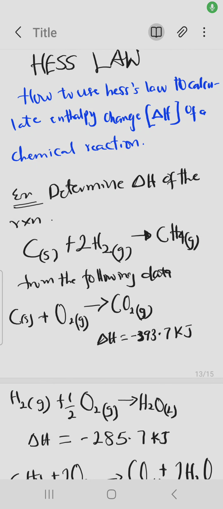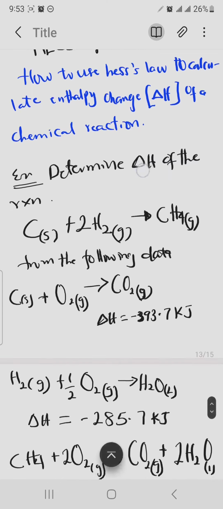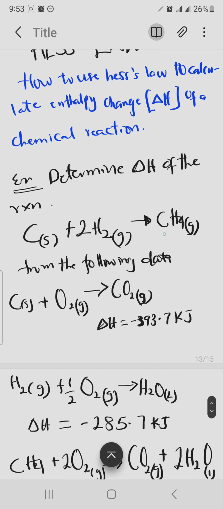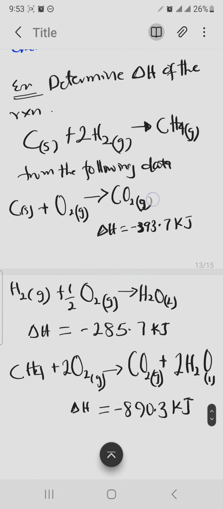I want to explain how we can use Hess's law. They said that you can use Hess's law to calculate the enthalpy change of a chemical reaction. A chemical reaction is when we have reactants and products together. So we are told to determine the delta H. Delta H is the enthalpy change. This is delta H of this reaction from the following data.